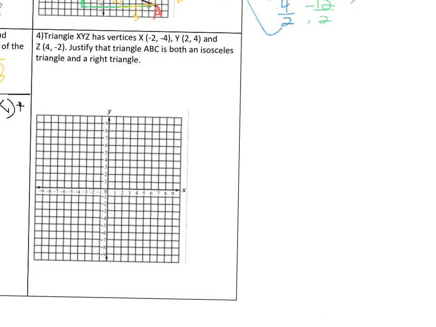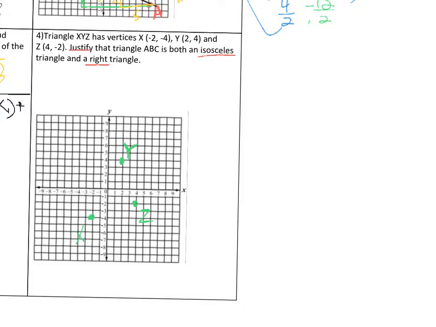Now we're going to move on to number 4, which says triangle XYZ has vertices x, -2, -4, y, 2, 4, and z, 4, -2. And we are asked to justify that triangle ABC is both an isosceles triangle and a right triangle. So when the question asks us to justify, we want to make sure that we are explaining our answer really thoroughly in words. The structure we used in class was because, work shown, what the work means, and therefore our conclusion.